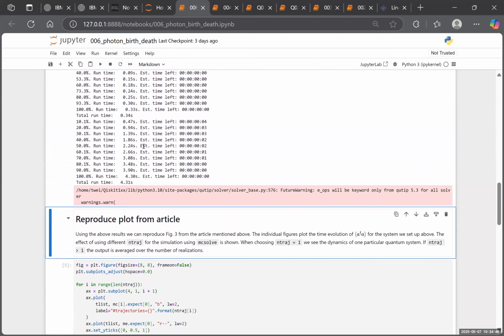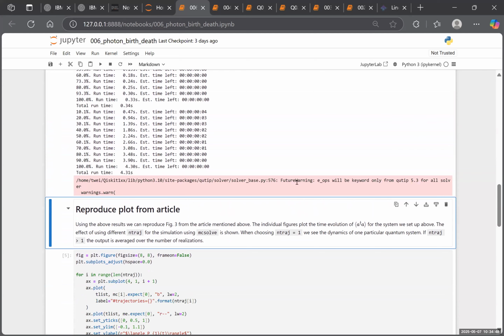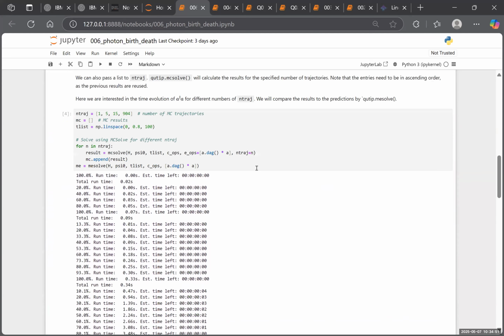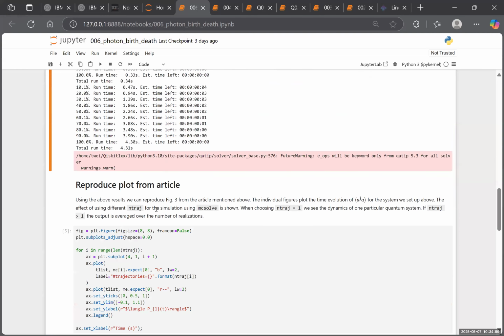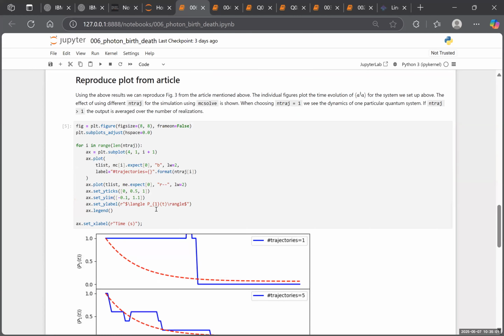It's really sampling. Future, I thought I used that. Oh no, here I did not use that. But let me not run this again. Okay, so you reproduce the plot.